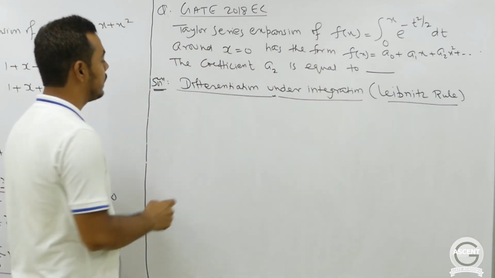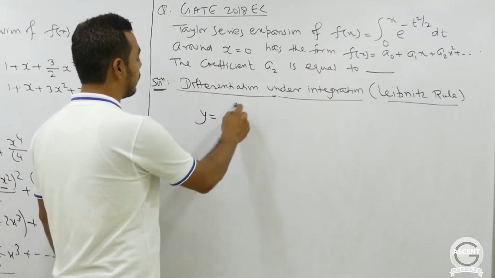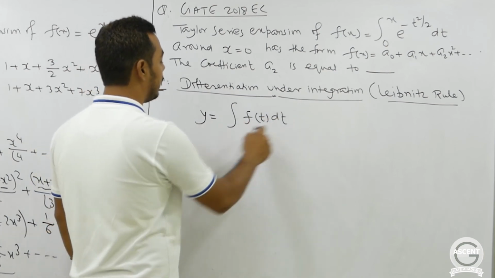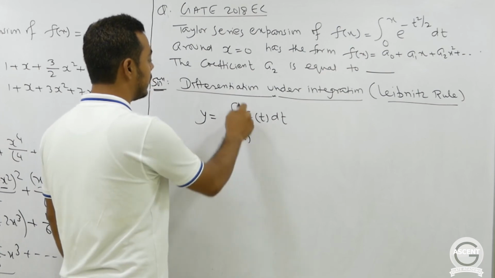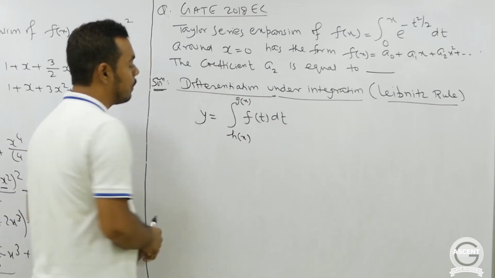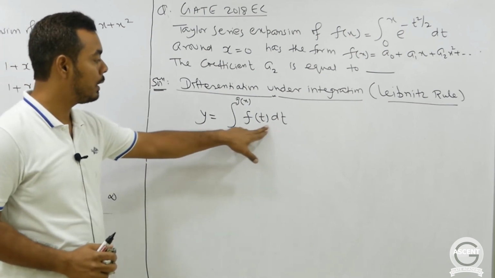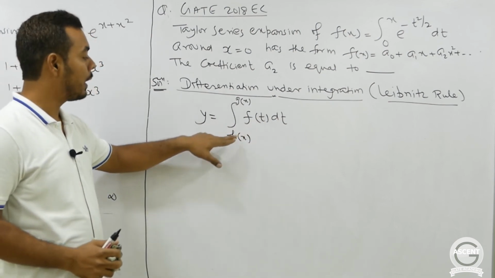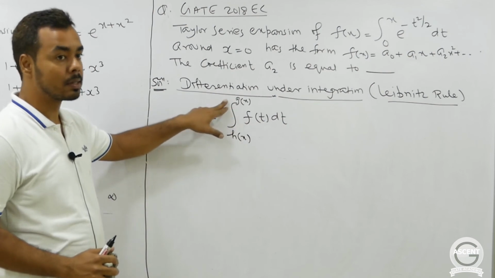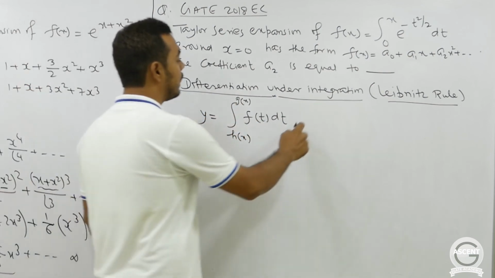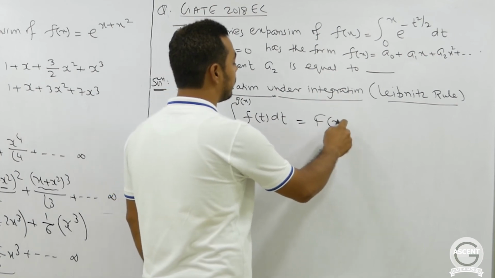So the formula here is that suppose I have some function of x, y equals integral of f(t) dt, and the limits are from h(x) to g(x). Obviously this y will be some function of x, because first we have to integrate this function f of t and then the limits are functions of x. So in place of t we have to write this function of x. So ultimately you will get some function of x from here.